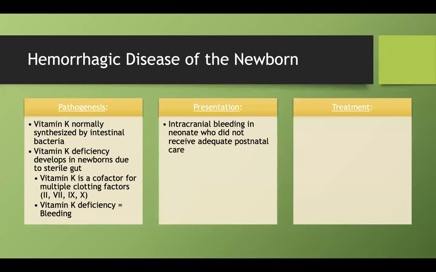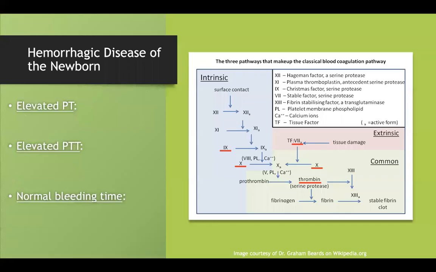So this will present as somebody with significant bleeding. Often they'll present with intracranial bleeding, in a patient who hasn't received any prenatal care or postnatal care mostly. You'll see on labs an elevated PT and PTT, and you'll see a normal bleeding time. I talk about this in the DIC lecture and then liver diseases as well, but it's important to know the difference between prothrombin time and partial thromboplastin time.